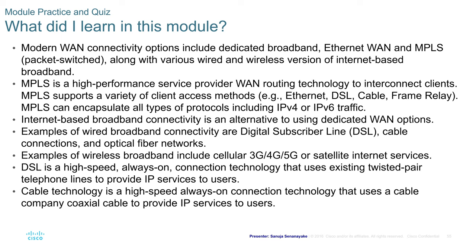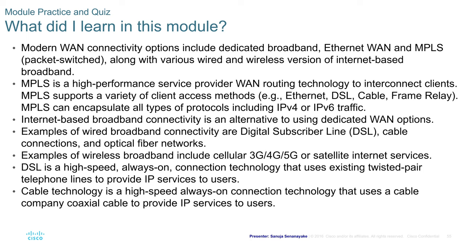We learned MPLS is a high-performance service provider WAN routing technology to interconnect clients. So if somebody asks what an MPLS is, that is the easiest way to describe it. It is a high-performance service provider WAN routing technology that is used to interconnect clients. MPLS supports a variety of client access methods such as Ethernet, DSL, cable, and frame relay. MPLS can encapsulate all types of protocols, including IPv4 and IPv6 traffic. So MPLS allows you to interconnect your clients regardless of what client technology is being used.